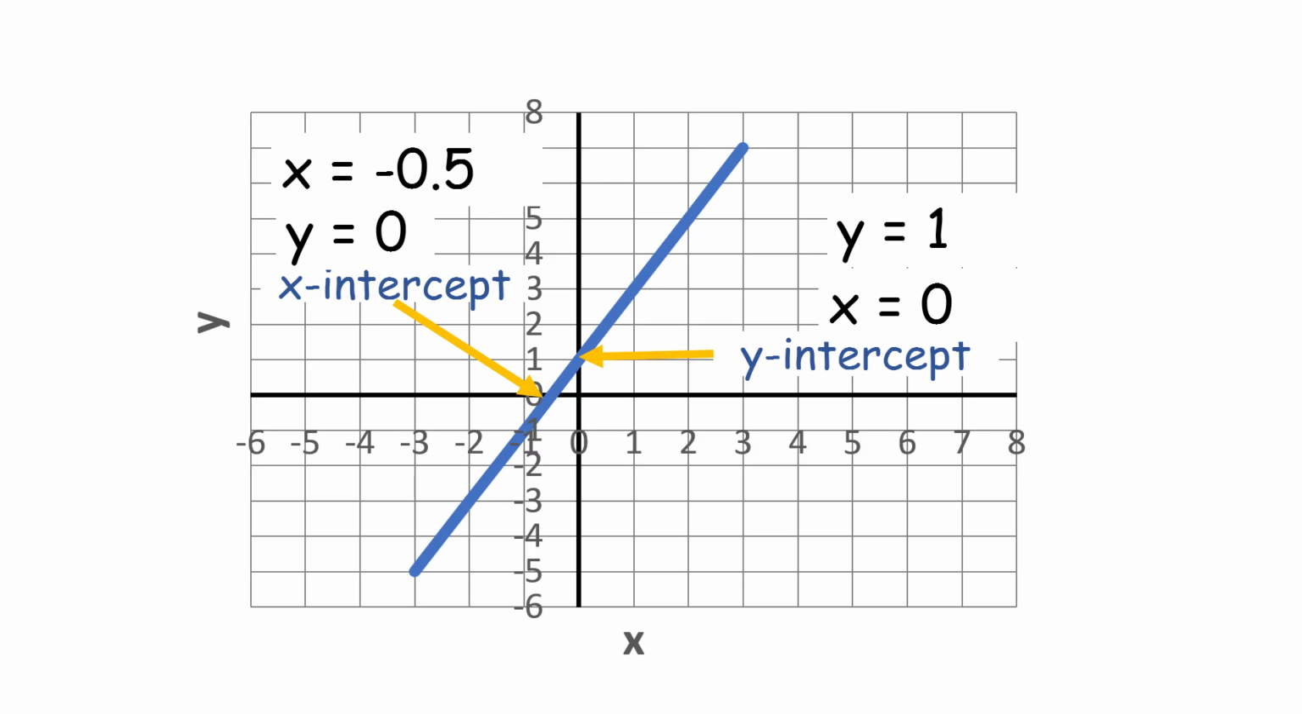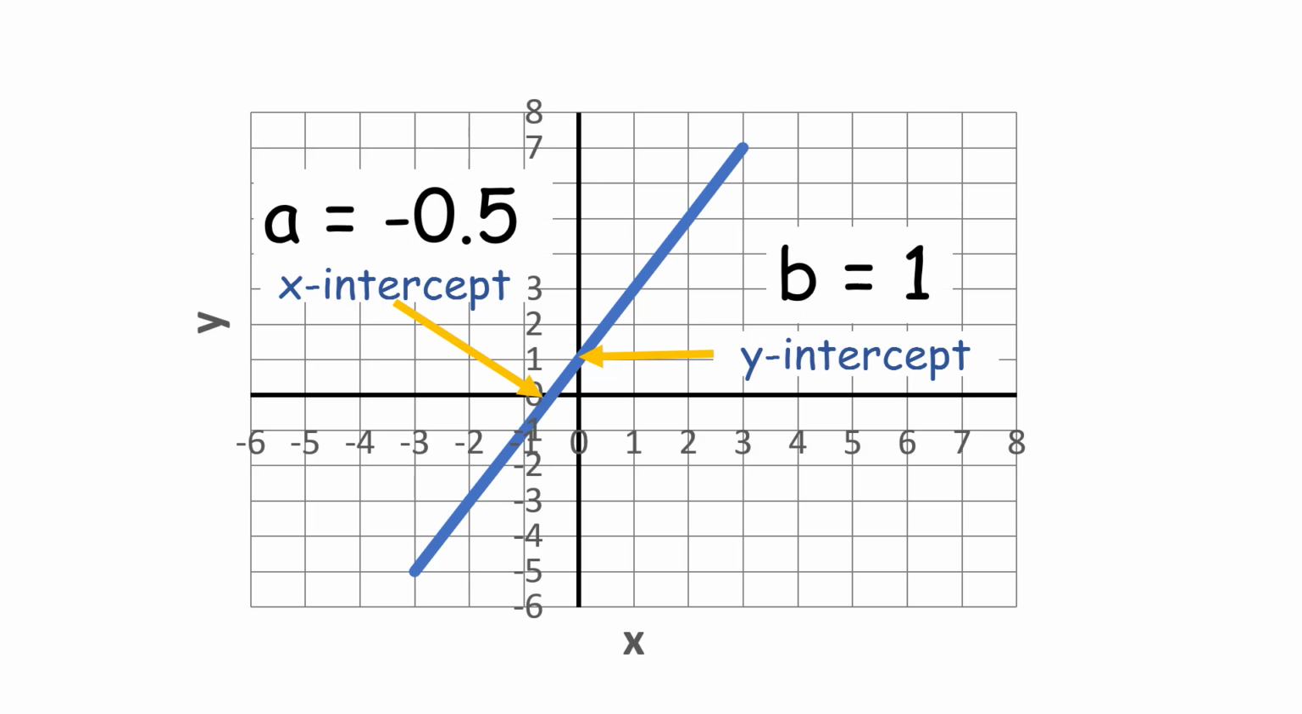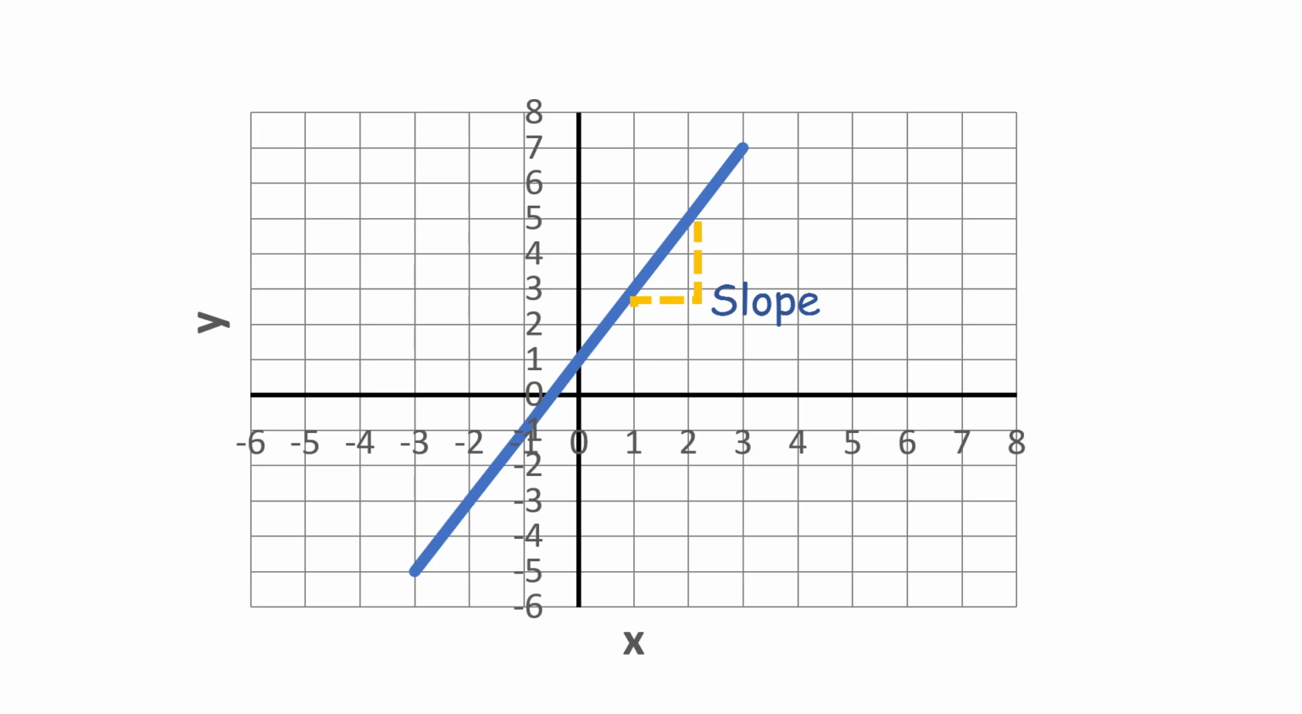So our x-intercept, let's call it a, is negative 0.5, and our y-intercept, which we'll call b, is 1. Now the slope of the line is calculated as the change in y divided by the change in x as we move along the line.